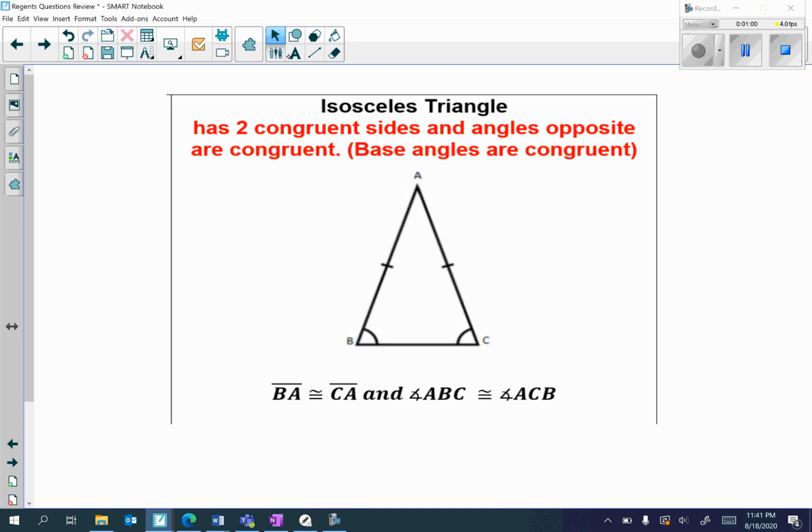Now remember, I can label both of those angles, angle 1 and angle 2, and I can write angle 1 is congruent to angle 2. So in an isosceles triangle, I have two congruent sides, and those angles opposite, known as the base angles, are congruent as well.